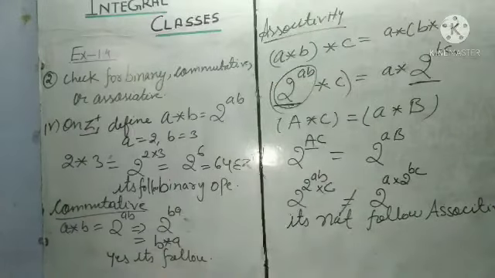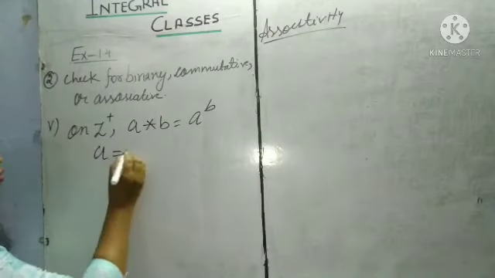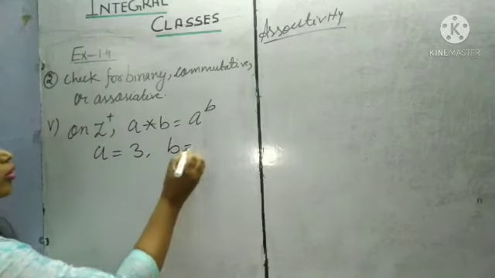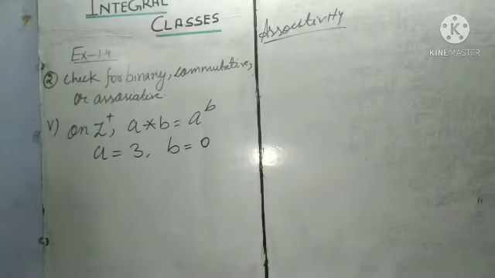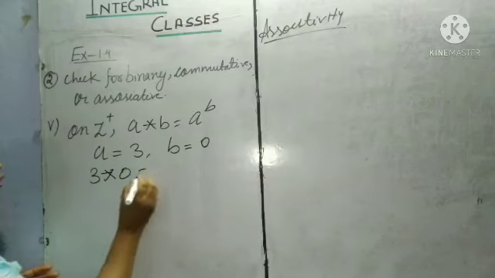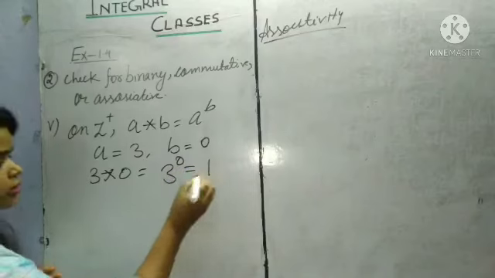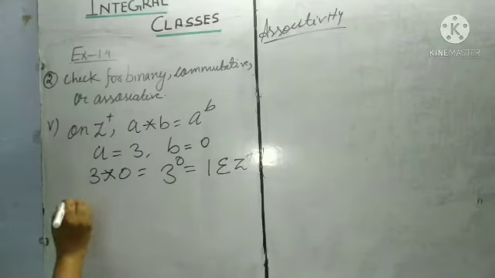I hope, students, you try to understand these questions. Question number 5 on Z is Z plus, A star B equals A exponent B. First we should check for binary operation. So consider A equal to 3 and suppose B equal to 0. Now 3 star 0 equals 3 exponent 0, which is equal to 1, and 1 belongs to Z plus. So it follows binary operation.